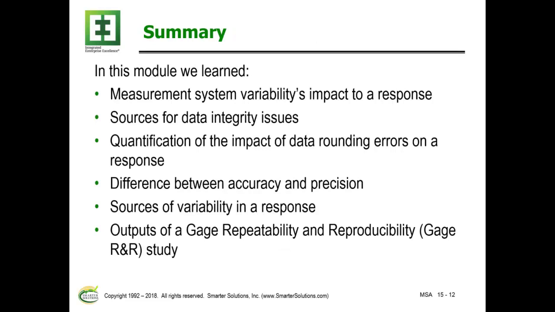So in summary, we talked about the measurement system variability on the response and how it can really be a major impact. We talked about data integrity, the quantification of the impact of rounding errors, the difference between accuracy and precision, the sources of variability, and also the outputs of a gauge R&R study.